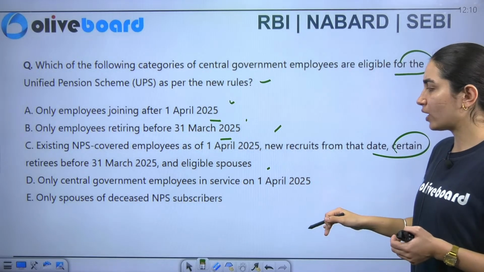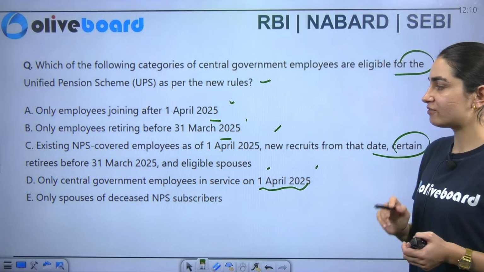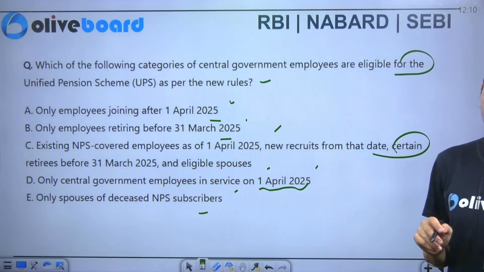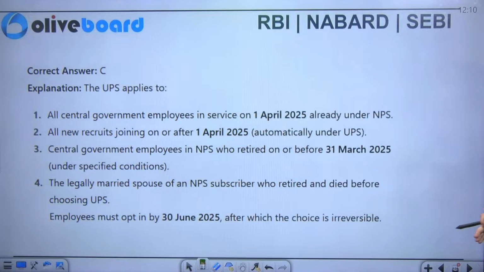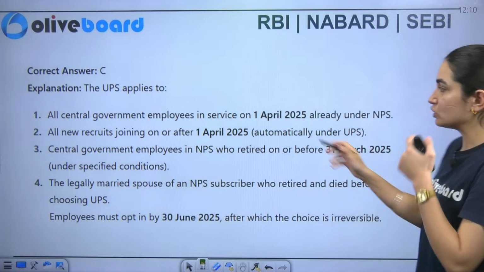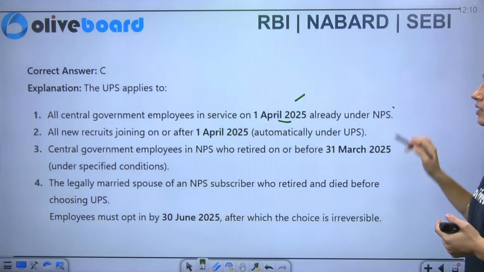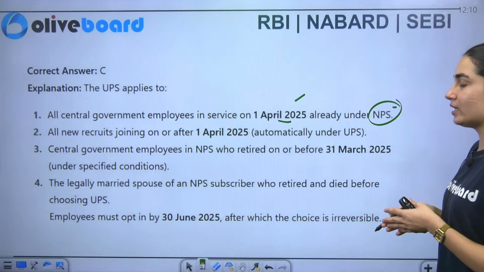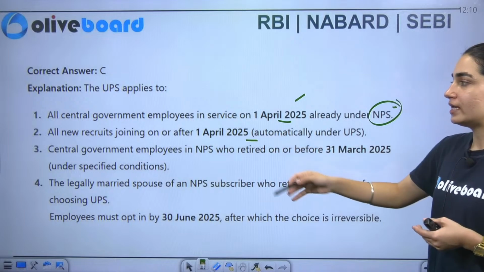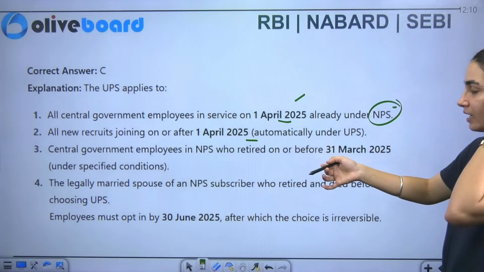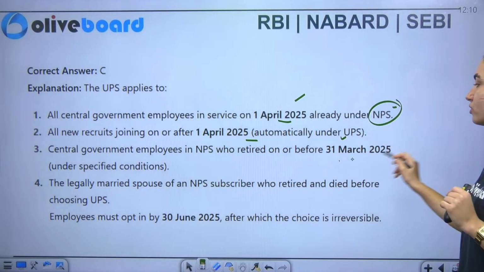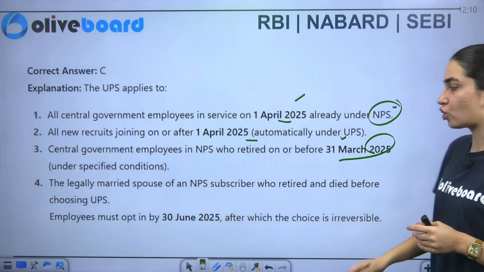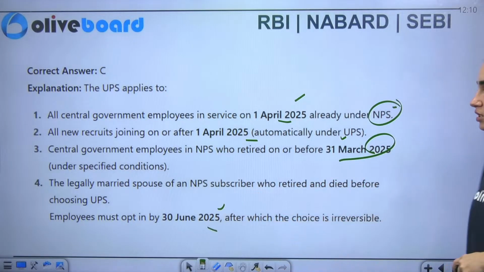Only central government employees and services on 1st April 2025, or only spouses of deceased NPS subscribers. Alright, so the correct answer is C only, which says that all central employees and services on 1st April are allowed here who are already under NPS. All new recruits joining on or after 1st April, central government employees in NPS who retired on or before 31st March, legally married spouse, of course, part of it, and employees must opt in by 30th June 2025.